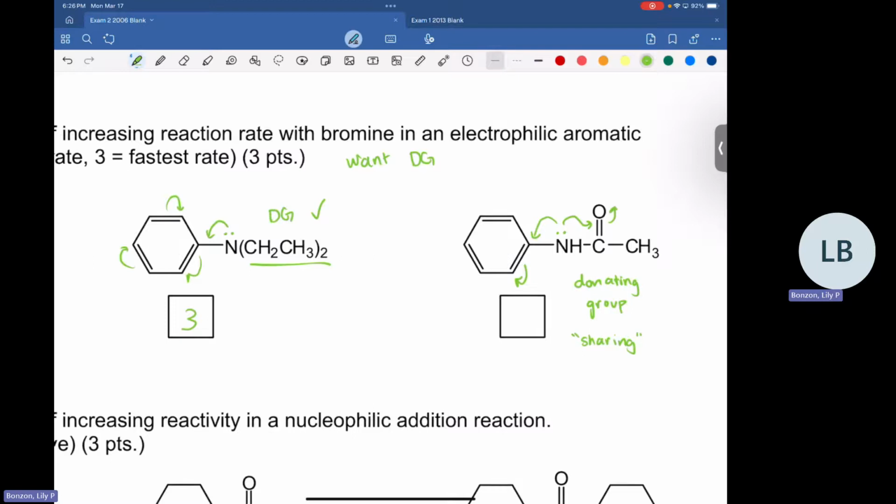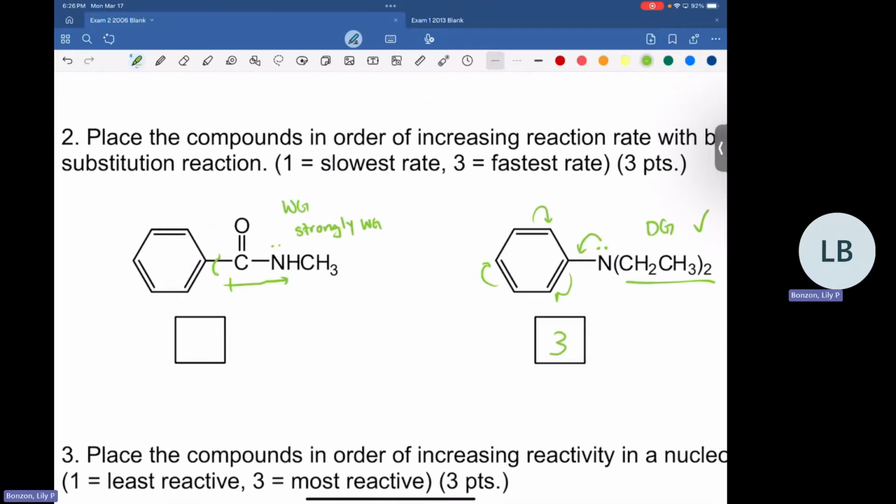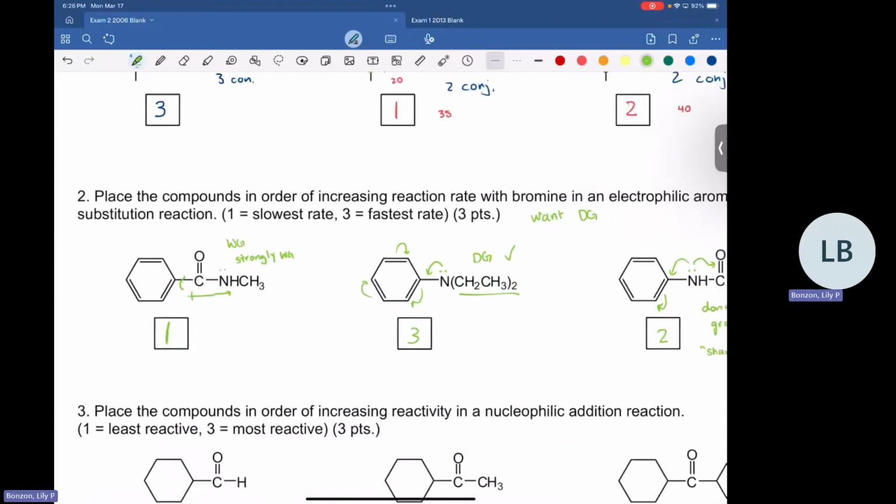On the right, we have a group that's donating maybe half towards the benzene and half away from the benzene. So this would be our second fastest. And our slowest is going to be the amide with the nitrogen away from the ring, because all that electron density is being taken out of the ring and away from the benzene.